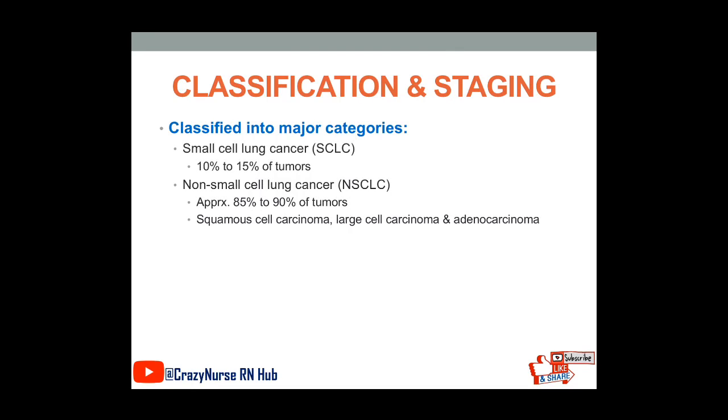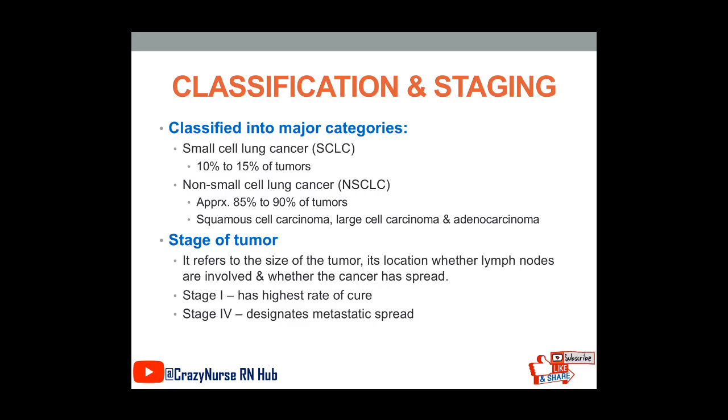Now let's discuss the classification and staging. Your lung cancer is classified into major categories. First, we have your small cell lung cancer. It accounts for 10 to 15% of the tumors. We also have the non-small cell lung cancer, and it accounts for approximately 85 to 90% of tumors. And it is further classified according to their cell type. So we have your squamous cell carcinoma, large cell carcinoma, and adenocarcinoma.